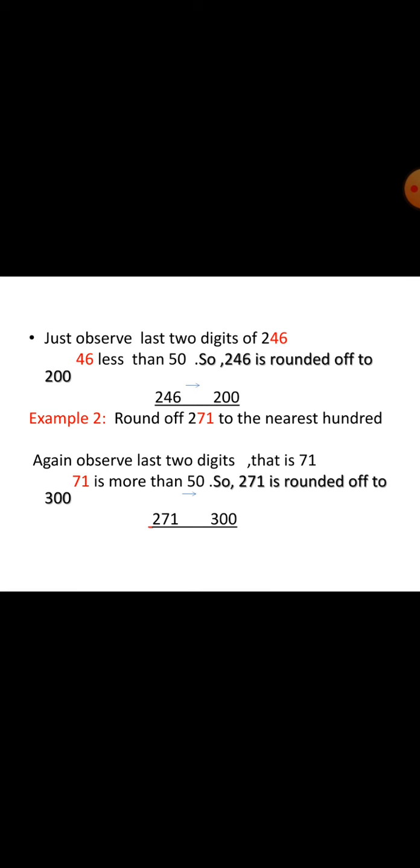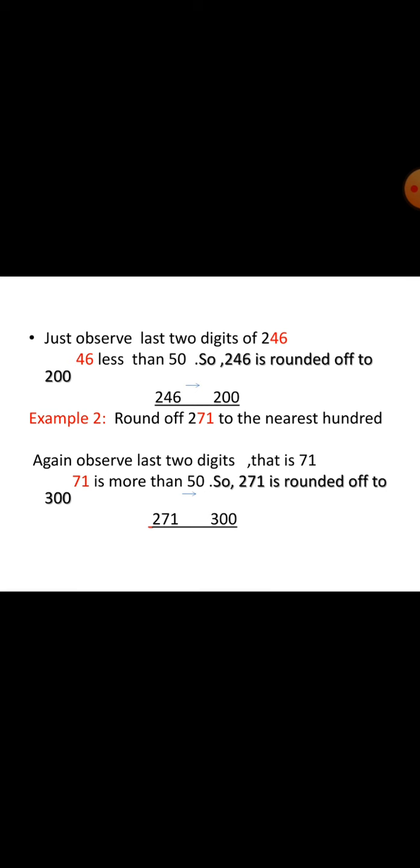Previous 100 कौन सा है? जो 200 है already. Okay. So it will be rounded off to 200. Right? So your answer is 246 is rounded off to 200. Children, whenever you are writing the answer, you saw yesterday also I made an arrow. Arrow matlab 246 is closer to 200. Arrow denotes that. So you can even use an arrow when you are writing the answer of rounding off.